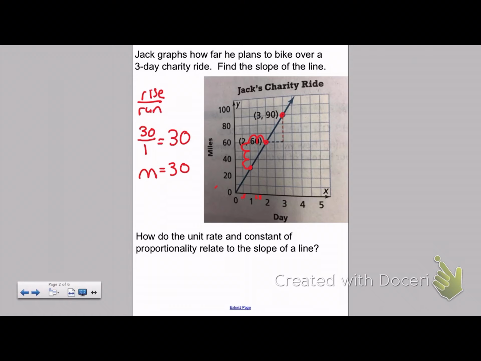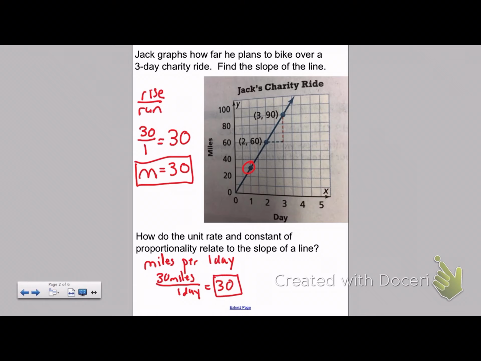Now, how do unit rate and constant of proportionality relate to the slope? My unit rate, as we learned previously, is the miles per 1 day. So if I want to find the unit rate, I can pick this point. We went 30 miles divided by 1 day. And when I do 30 divided by 1, I get 30. So my unit rate is 30. So my slope and my unit rate are the same thing.